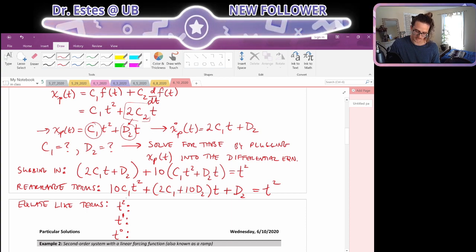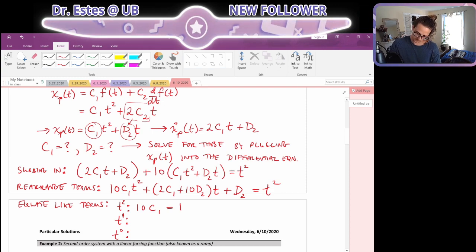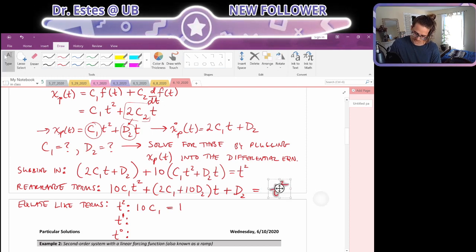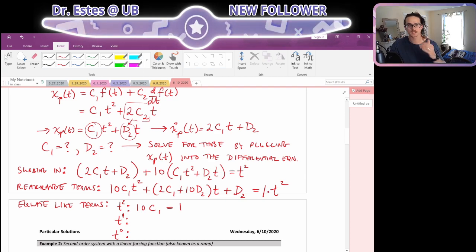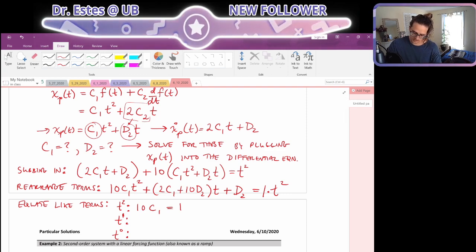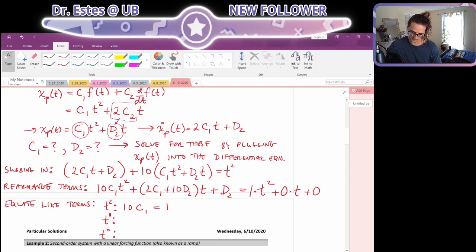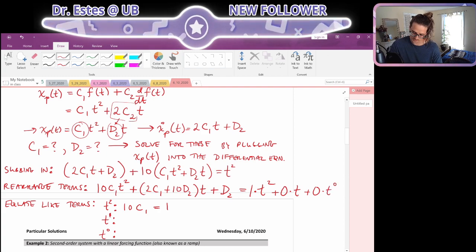So t squared, on the left-hand side, we have 10 C1. Now we know the left-hand side has to be equal to the right. On the right-hand side, there's just a 1 in front of the t squared. And I can even explicitly put that in, 1 times t squared. And why don't we expand this out? On the right-hand side, we could have 0 times t plus 0 times t to the 0.